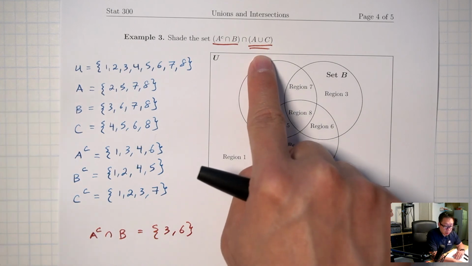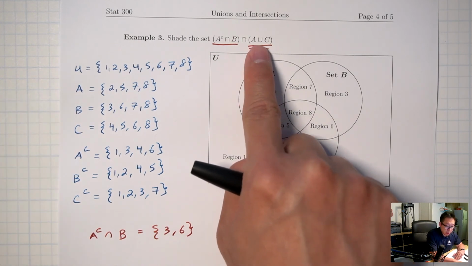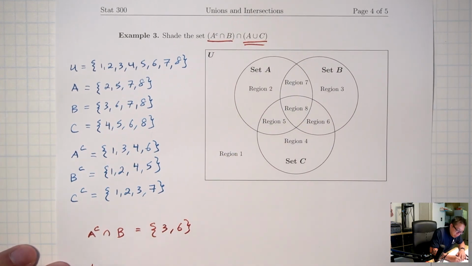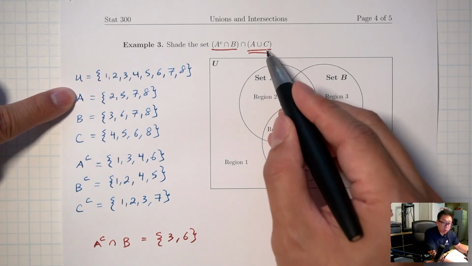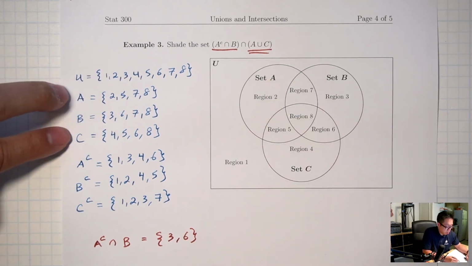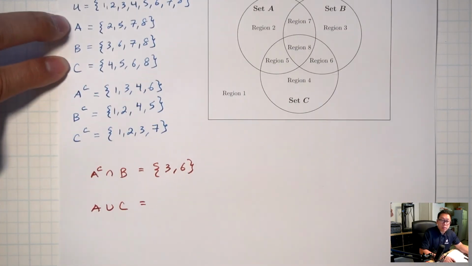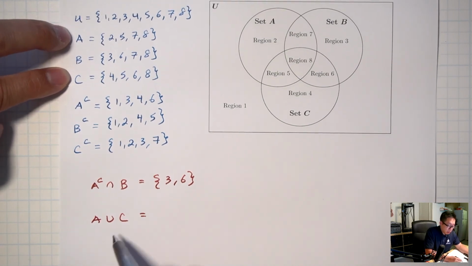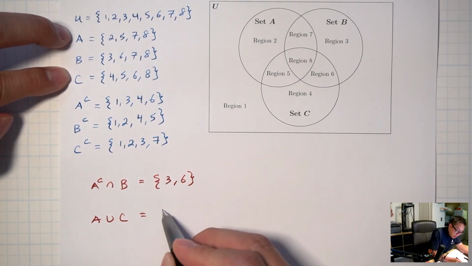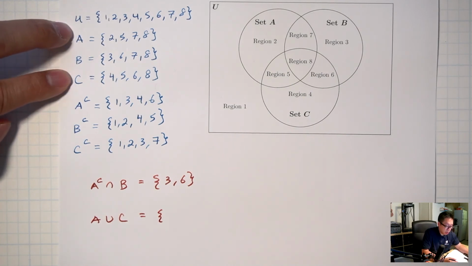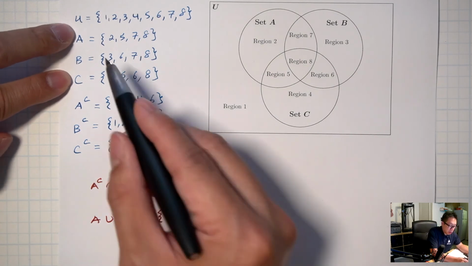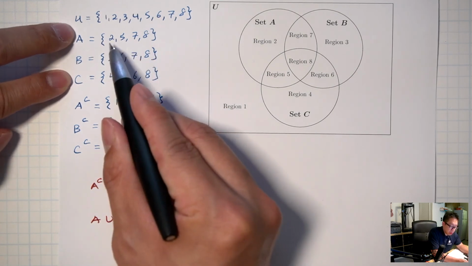Now do the set on the right. Set on the right is A union C. We're talking about regular A and regular C, so these two sets. This is a union. Union means combine them together and get a bigger set. The way I typically do unions is I'll write out the first set as is. So 2, 5, 7, 8.